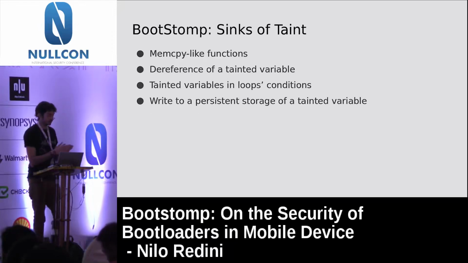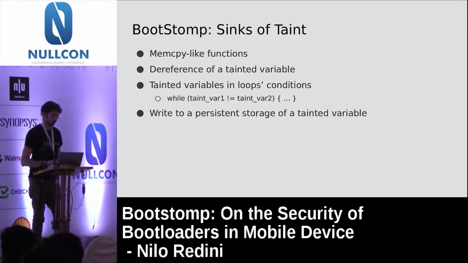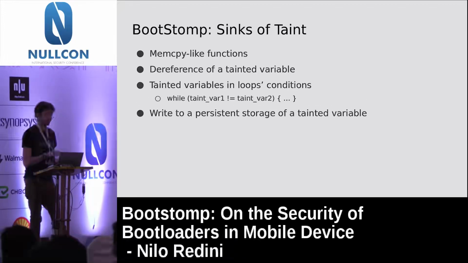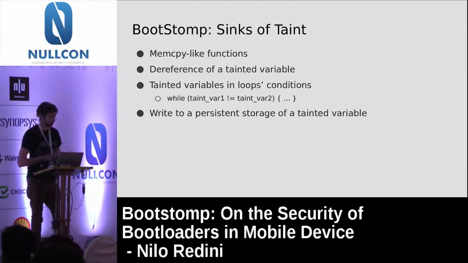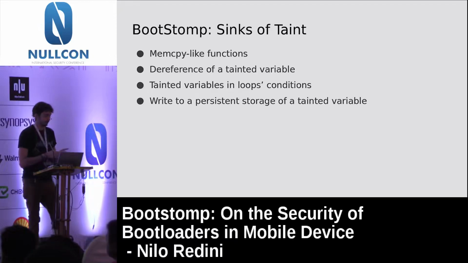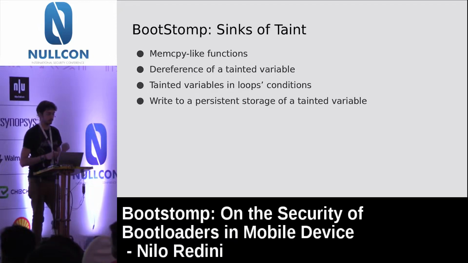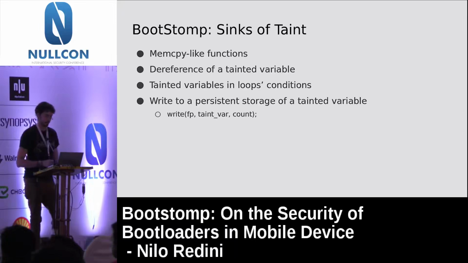We also consider a sink of taint tainted variables which are used in loop conditions. For example, let's assume that we have this scenario where 2 tainted variables are used in the guard of a loop. In this case, the user could use them to run the loop as many times as she wants. And finally, we consider a sink of taint each write to persistent storage of a tainted variable, like in this example.